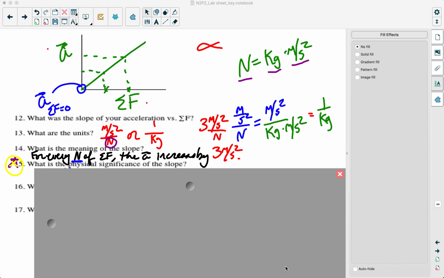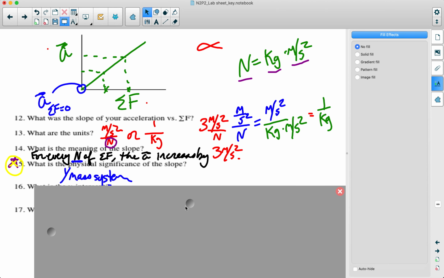We're picking up on the N2 Part 2 data sheet, and we're on question 15. We were looking at the acceleration versus net force graph. We assumed that the slope of the graph was 3 meters per second squared per Newton. And we found out in the mathematical analysis that the physical significance of the slope, which had units of 1 over kilograms, turned out to be 1 over the mass of the system.